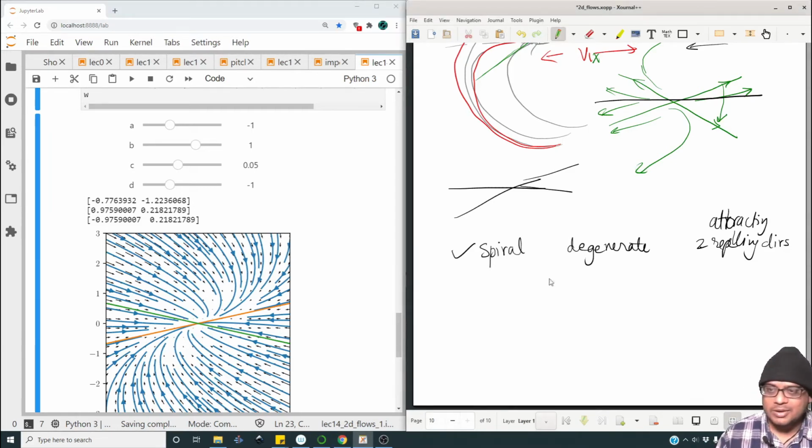So it's not just repelling. Okay. So in this case, these two eigenvalues are negative. So both the eigen directions are attracting, and the degenerate lies between these two cases. It lies between either a repelling or attracting spiral, or it lies between two eigen directions which are attracting or repelling. And at the boundary of those, we have a degenerate condition.